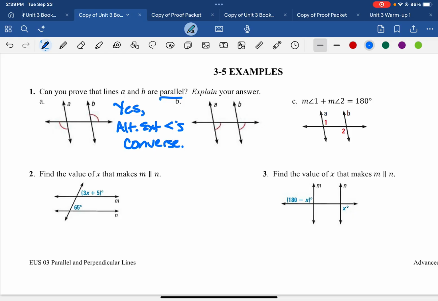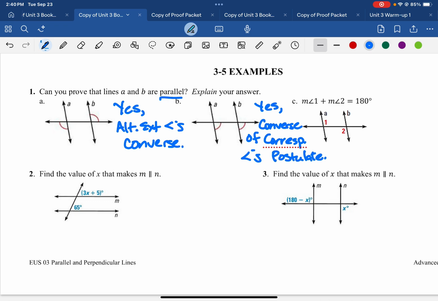All right, B. We've got, again, two congruent angles. What kind of angles are those? Same side of the transversal, same side of the parallel line, so they are corresponding angles. If they are congruent, which they are, then the lines are parallel. So yes, because of the converse of the corresponding angles postulate. That one's a postulate, not a theorem, okay?